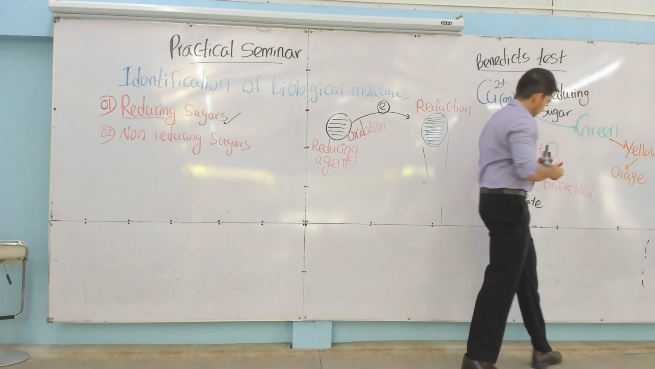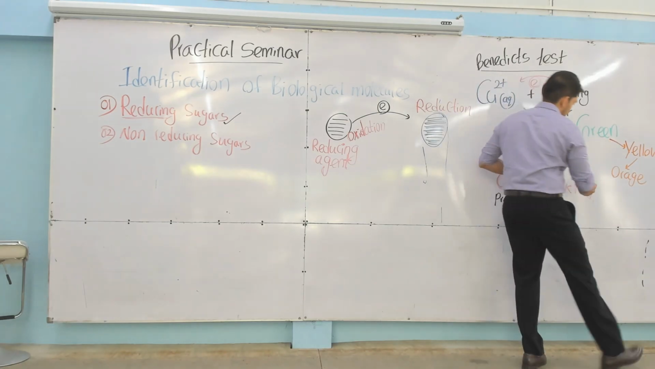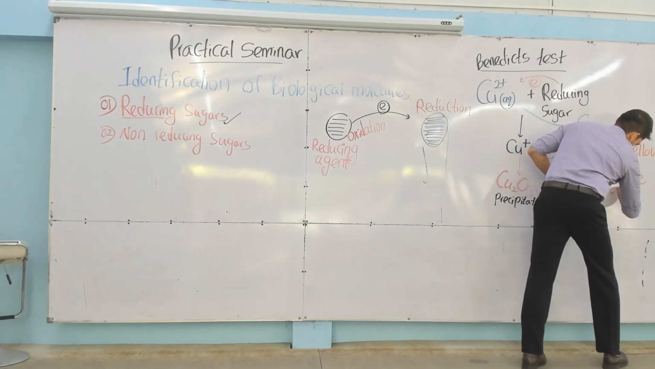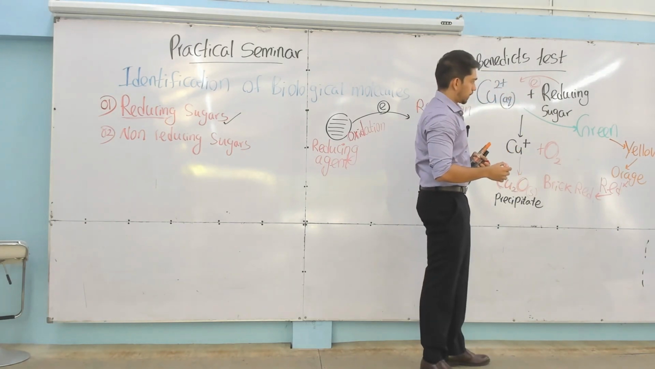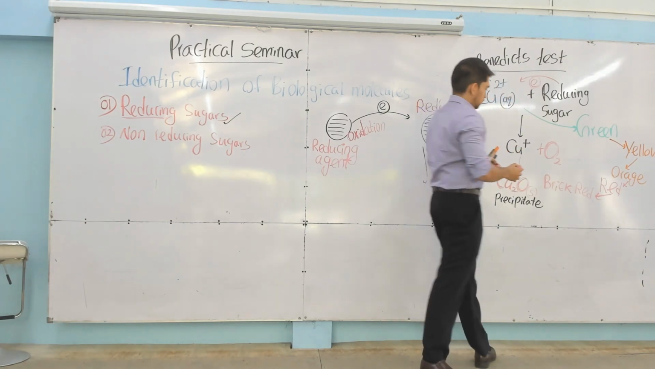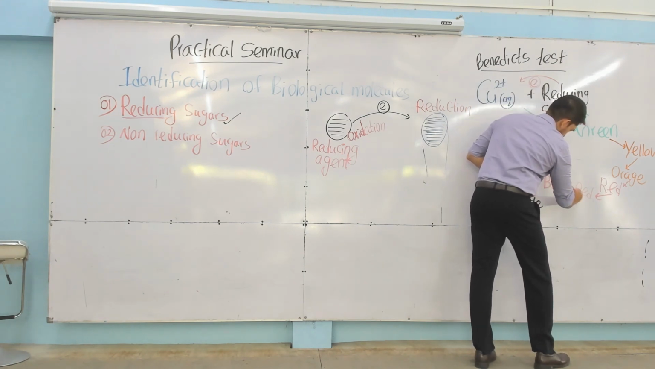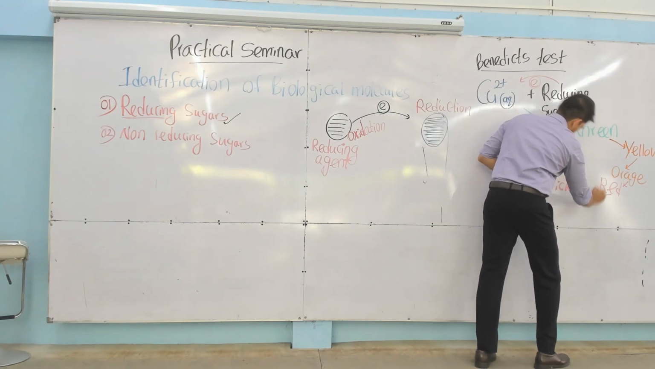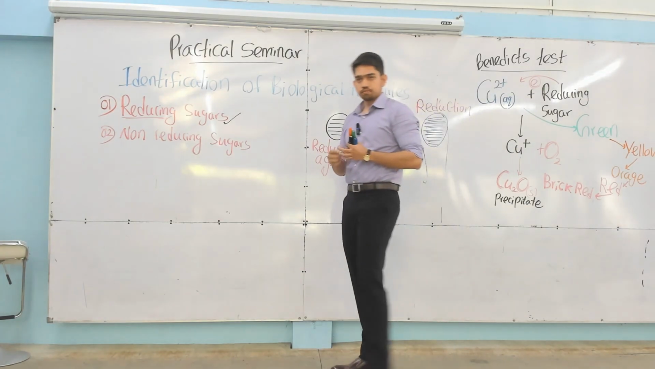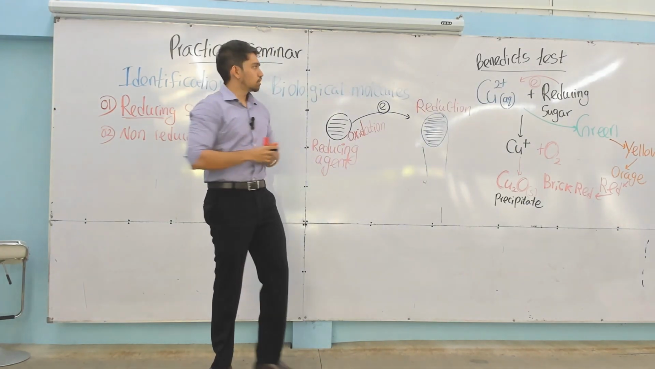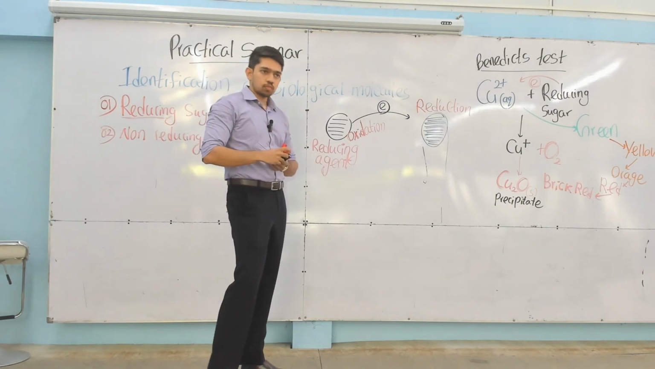Then you are going to have a red solution, right? Red solution. Then you are going to have a brick red precipitate. Got it? This is the sort of color transition from this initial blue color at the end to the brick red precipitate. Okay. That's in Benedict's test. So that's the theory.